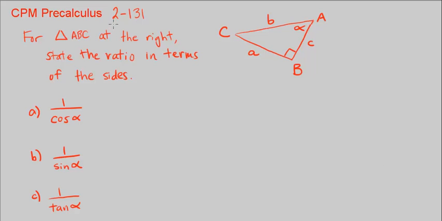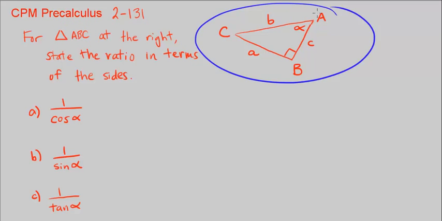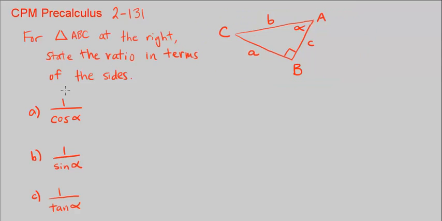This is CPM Precalculus Chapter 2, number 131. For the triangle at right, triangle ABC, here it is, state the ratio in terms of the sides. So part A, we're asked what's 1 divided by cosine of alpha.